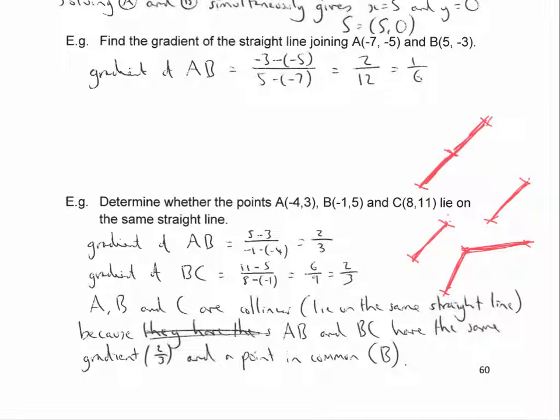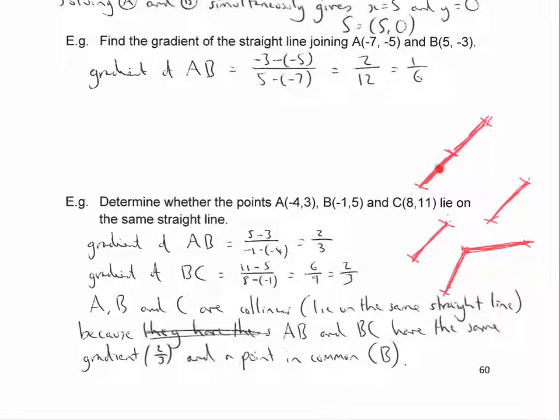So I'm going to find the gradient of AB, and I get 2/3. I'm going to find the gradient of BC, and I get 2/3. So this is promising. This means that AB and BC have the same gradient, but at this point it might be this instance here. They might be completely disjointed. But in this case it's quite obvious, because I'm even told by the nature of the question that B is a point in common. So A, B and C are collinear, or lie on the same straight line, because they've got the same slope, so they're not going to bend halfway through, and because they have a point in common.